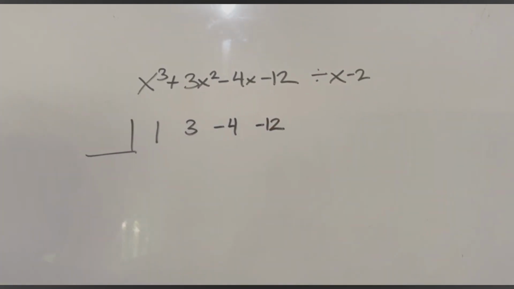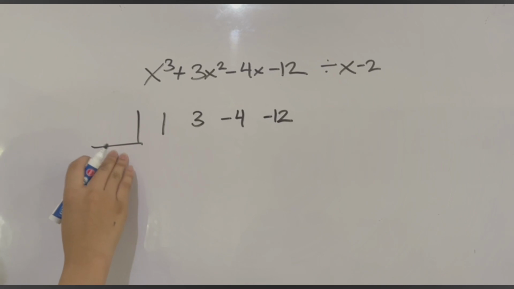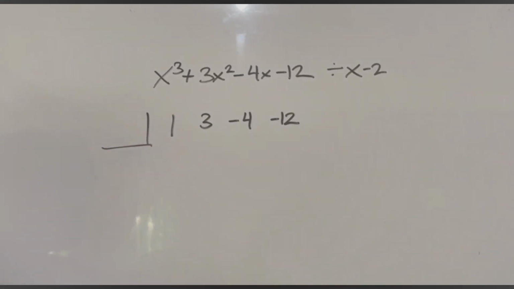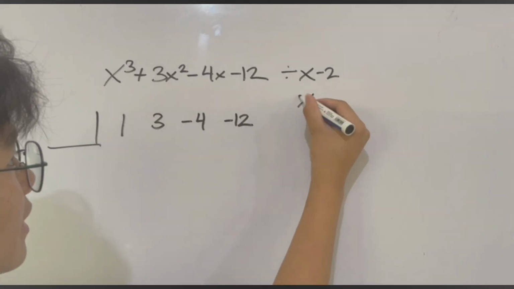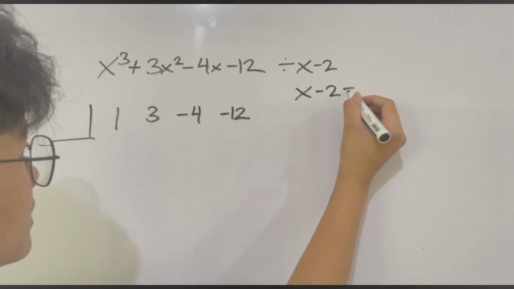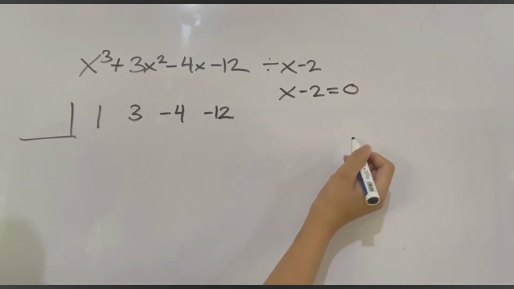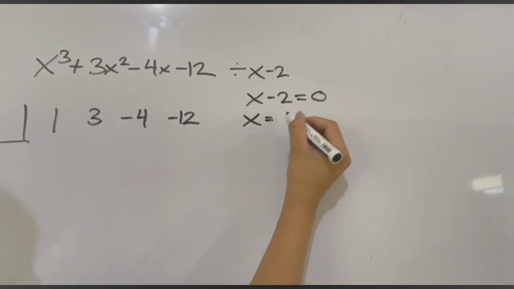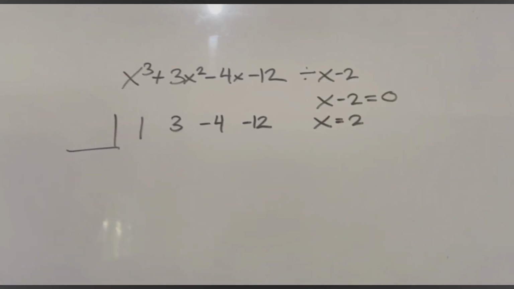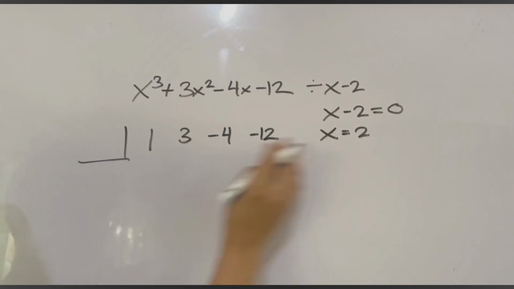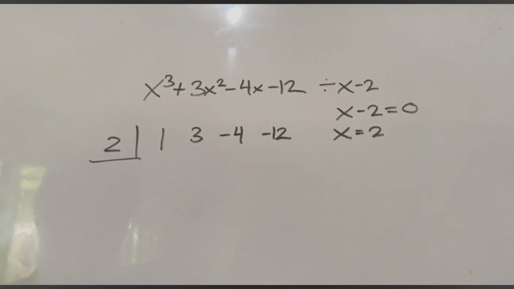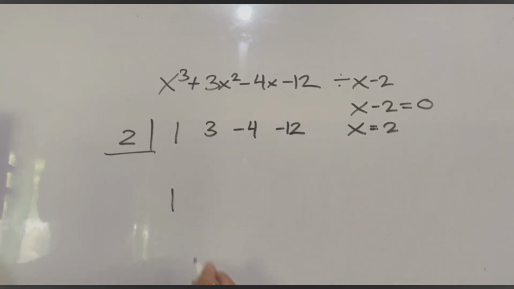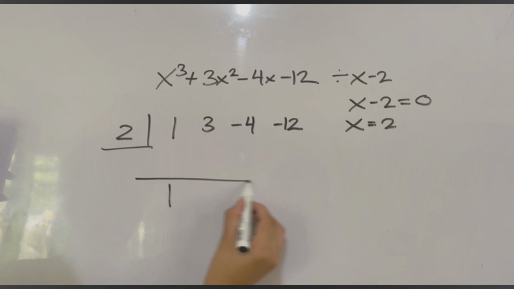Next, we need to write the divisor outside the inverted L, which is x minus 2. To transpose it, we set x minus 2 equal to 0. Since we transpose it, it becomes x equals positive 2. Now we put our divisor, which is 2, in the inverted L, and then bring down the leading coefficient. We need to put a space between the numbers.